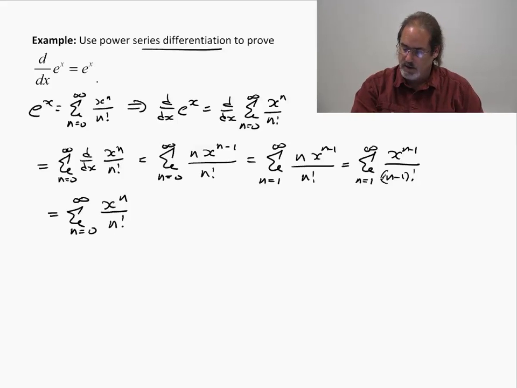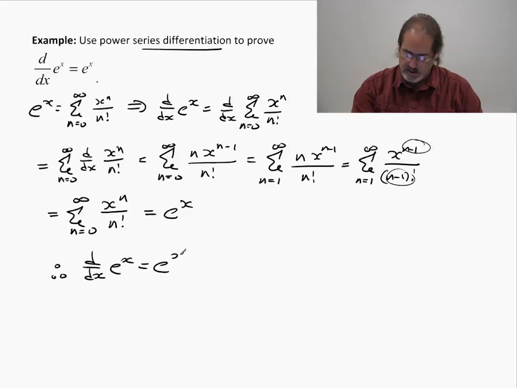So when n equals 1, this becomes 0 and this becomes 0. So I can just simply redo this as a sum, n equals 0 to infinity, of x to the n over n factorial, because when n is 0, I have a 0 in the exponent and a 0 in the factorial. But that is e to the x. Therefore, d dx of e to the x really is e to the x.